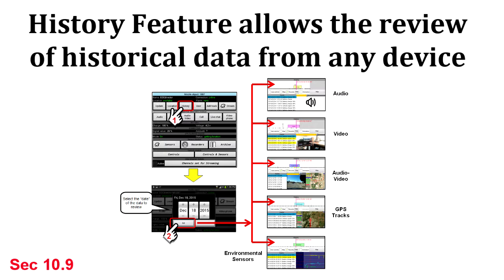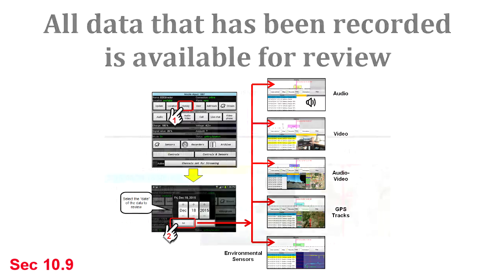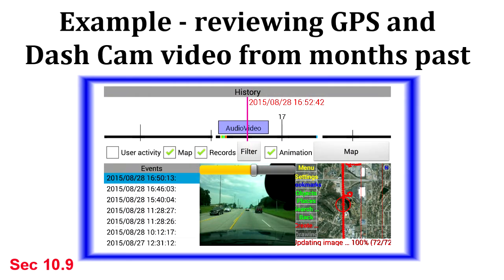Review historical data from devices. This allows you to go back in history and review all data that's been recorded that's available for review. The example here shows reviewing GPS and dash cam video from months in the past.